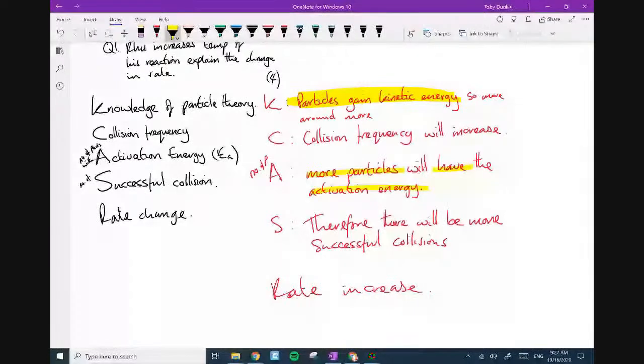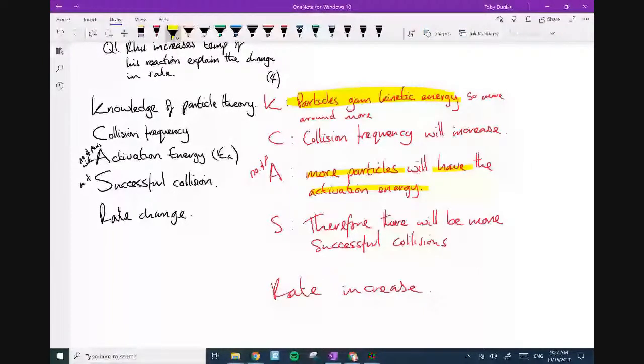More particles have activation energy. If you said, Ruby, you can actually say more particles have the minimum amount of energy required for a successful collision. If you want to do that, you can, but it's an awful lot more words. But you can if you like. Okay, let's have a look at the next one.